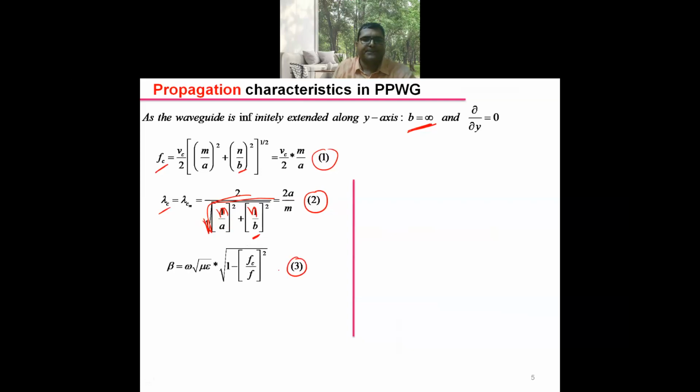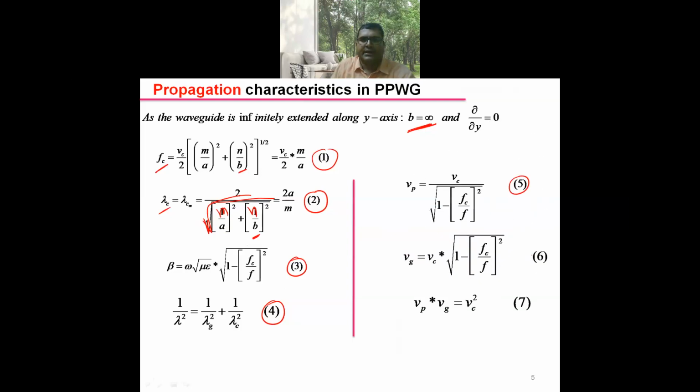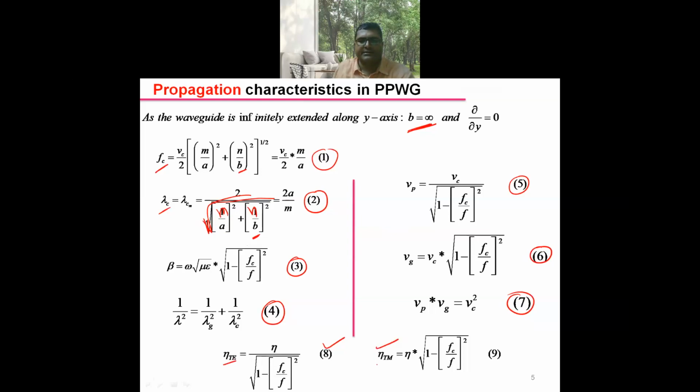There is no difference in the beta, lambda z relation, phase velocity, group velocity, and their product, and the wave impedances eta TE and eta TM, and their product eta TE times eta TM is equal to eta square.